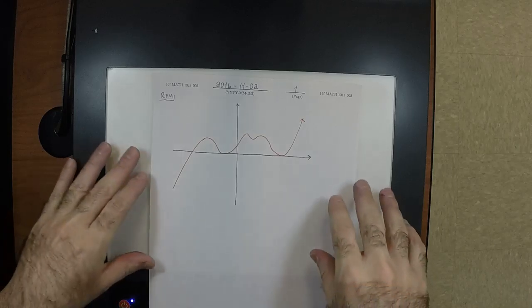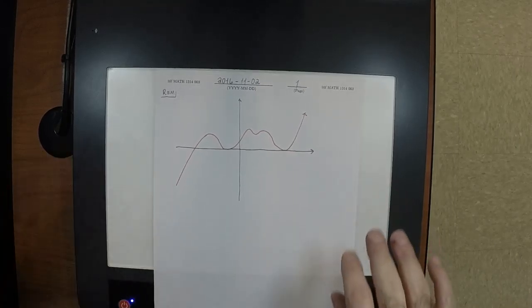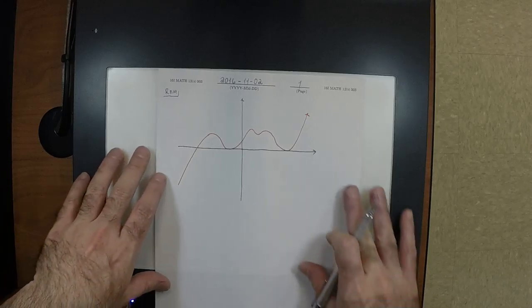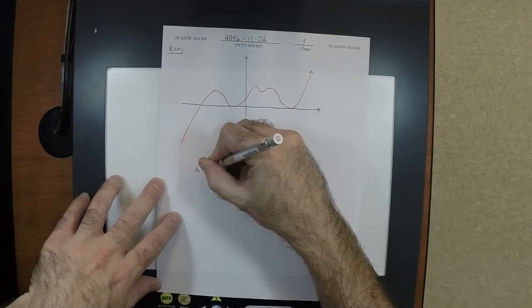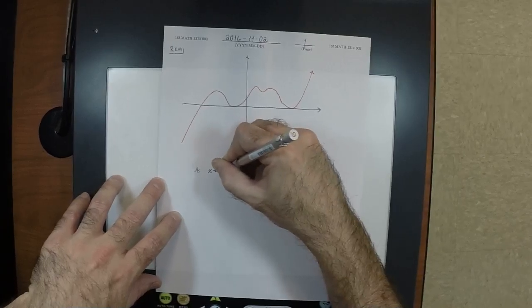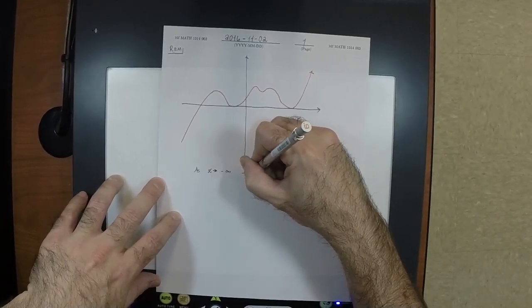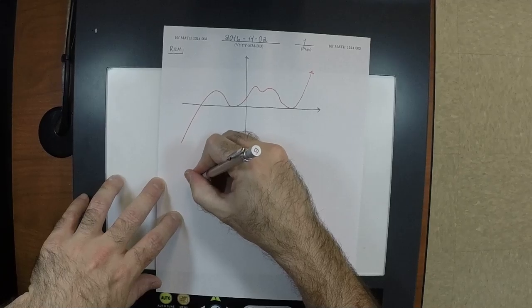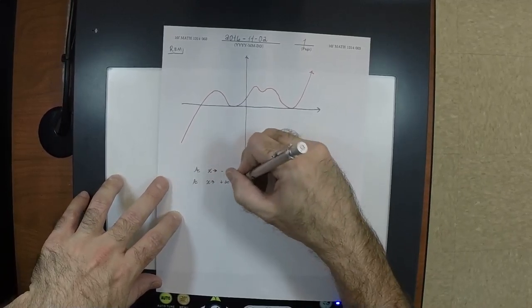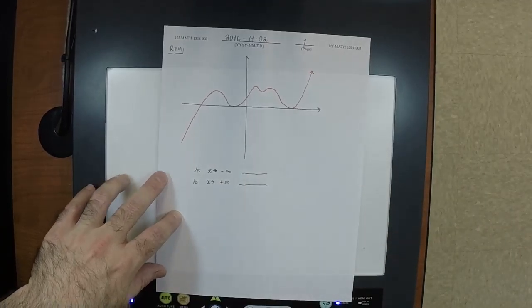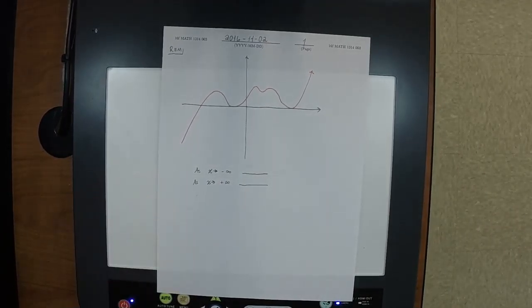Okay, so some nice function here. I could start asking you questions about this picture. I could say, okay, as x goes to negative infinity, blank, and as x goes to positive infinity, blank. So how do you answer these?